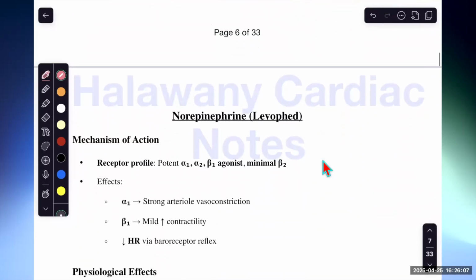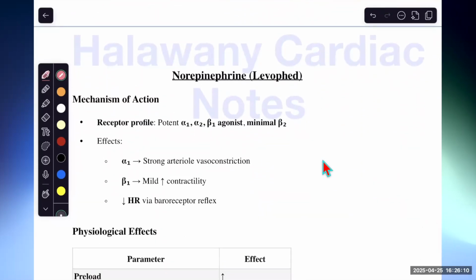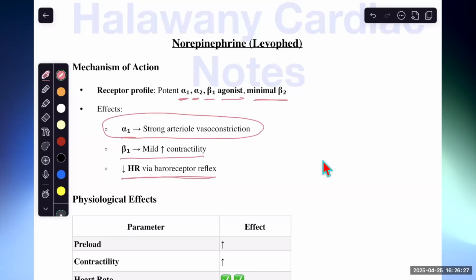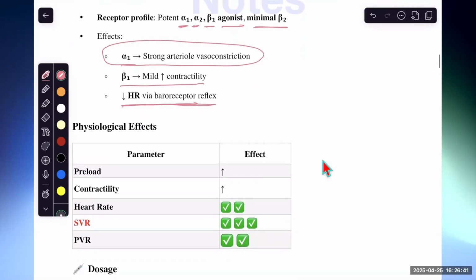Okay, fine. His brother-in-law, Mr. Noradrenaline or Levophed. As we say, it's a potent alpha 1, alpha 2, beta 1 agonist with minimal beta 2. Alpha 1 will give you a very good arteriolar contraction, vasoconstriction. Mild increase in contractility, sometimes it has this effect. If you give a good bolus, you'll find that pressure rises up to 180s, 190s, and the heart rate will decrease to 40s. So take care, titrate, because it has a good effect on decreasing the heart rate.